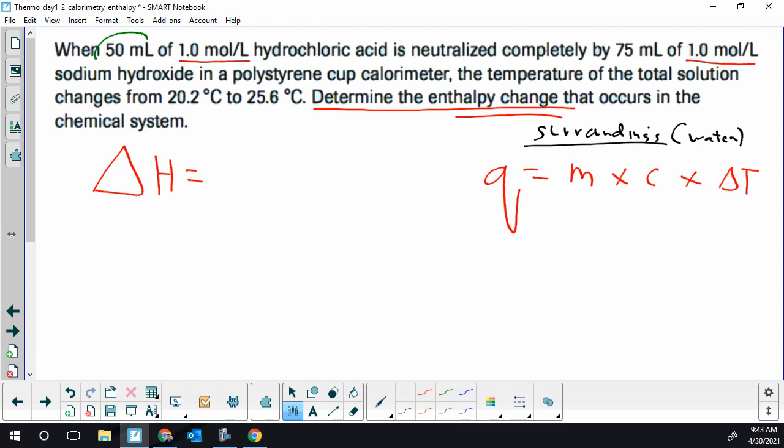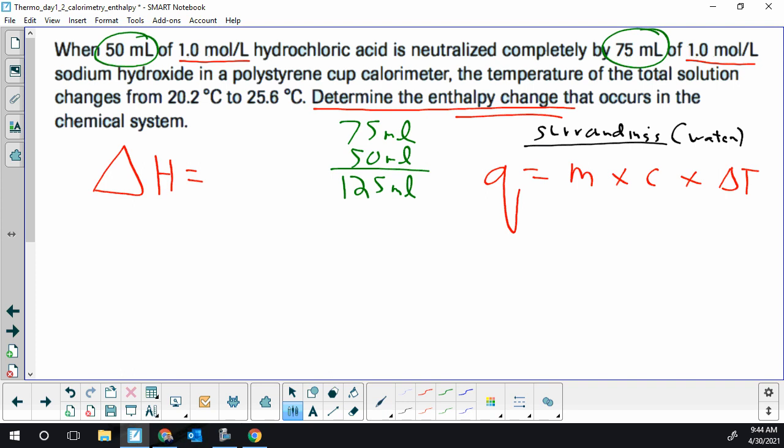Well, I've got 50 mils of hydrochloric acid, and I'm going to assume any of these solutions are pretty much all water. So we have 50 mils there, but we also have another 75 mils of sodium hydroxide, which is mostly water. So we've got water coming from two places, so I have to add that up. I have 75 milliliters and 50 milliliters, so I have a total of 125 milliliters. If one of those were a solid, I would not add it. It's just because it's water-based.